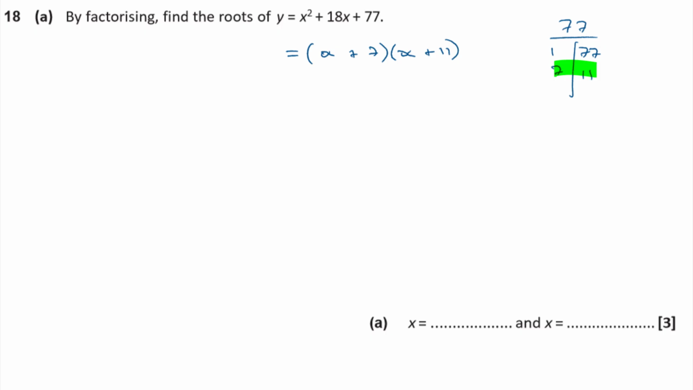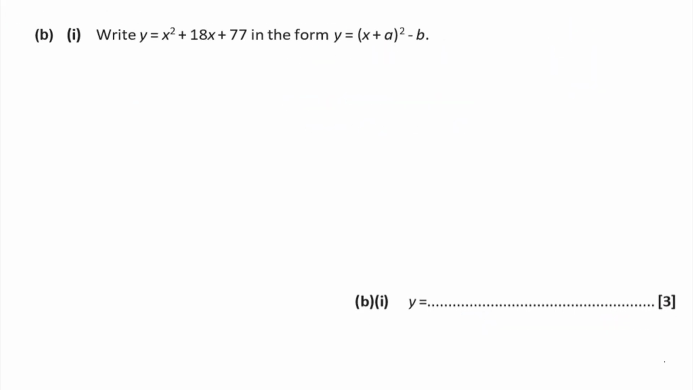Okay? So if that is the case, then the roots occur when y is equal to 0. It's where it crosses the x-axis, which is the line y is equal to 0. So when y is equal to 0, then x plus 7, x plus 11 is equal to 0, in which case x is equal to minus 7 and x is equal to minus 11. Okay, so they're my roots. Minus 7, minus 11.